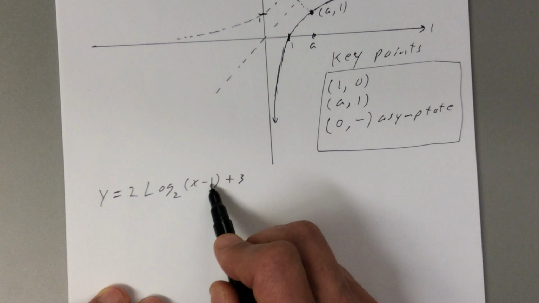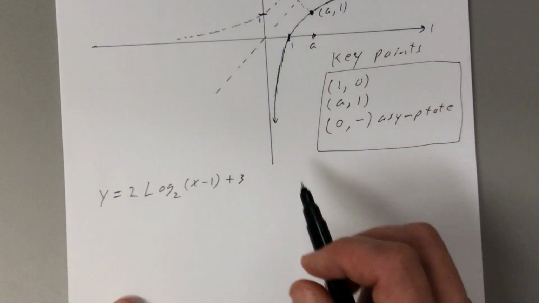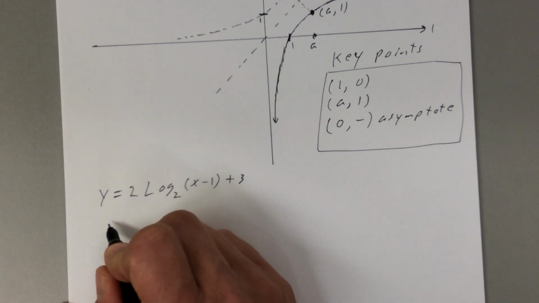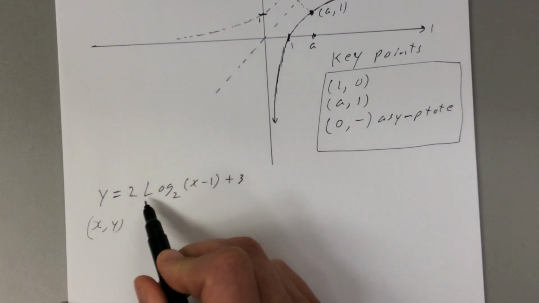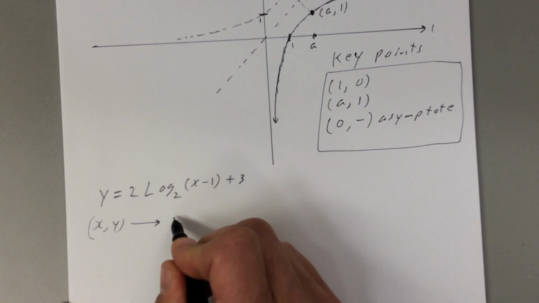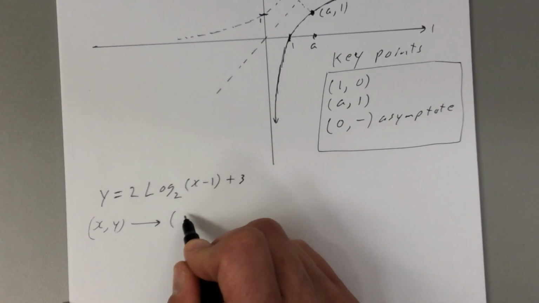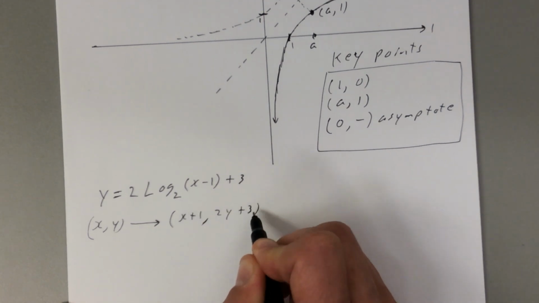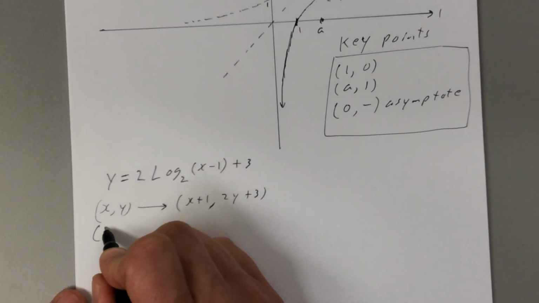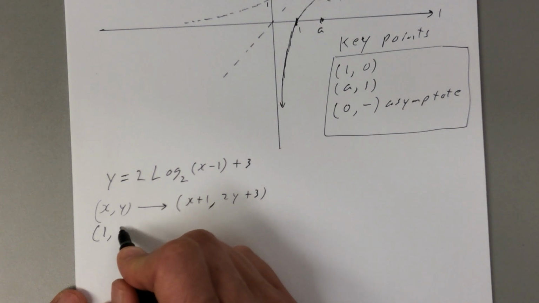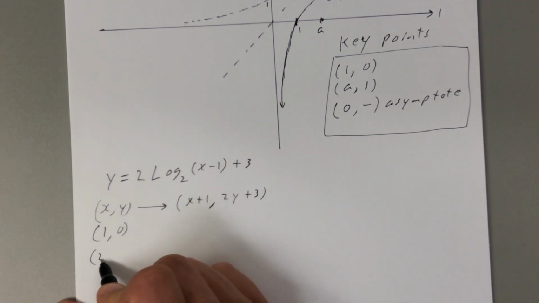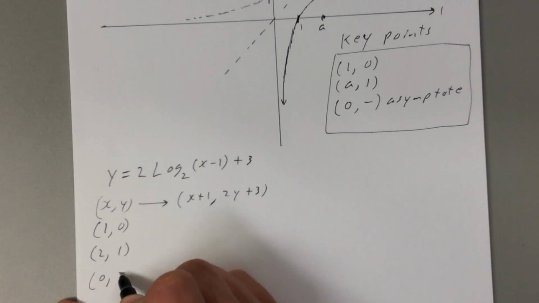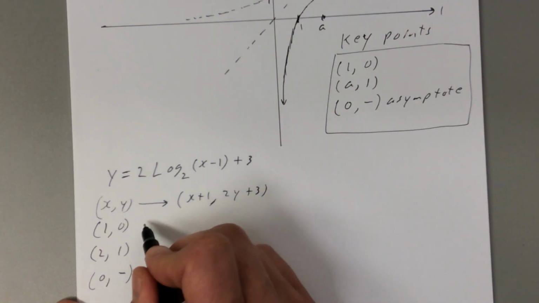And because it's going to be translated to the right one, the whole thing moved to the right one, I have a new vertical asymptote at x equal to 1. Okay? So that's one way of doing it. Another way is just to do the pointwise formula. So x, y, from its parent function log base 2 of x, goes to, well, the old x's become x plus 1, because we do the opposite of what's in here. And then the y's become 2y plus 3. So if we take key points, because this is log base 2, I'm going to do 1, 0, and then 2 comma 1, okay, from our key points. And then I'm going to do 0 dash for the vertical asymptote, because y can be anything, so I'm putting a dash there.